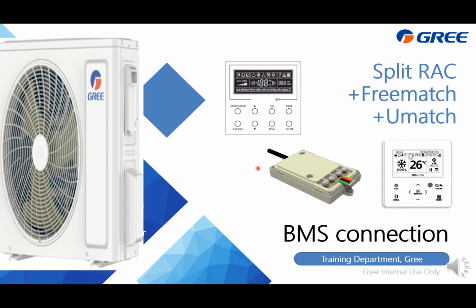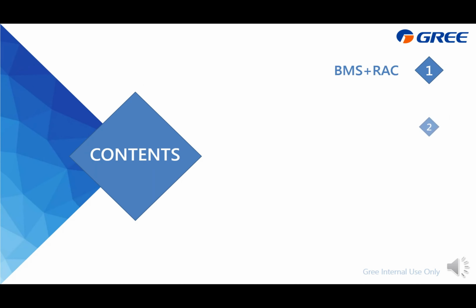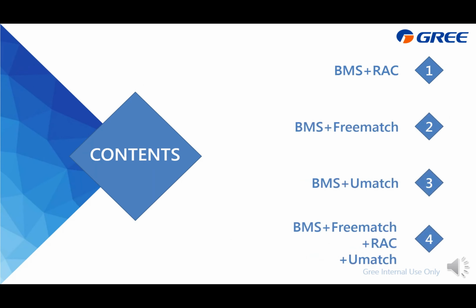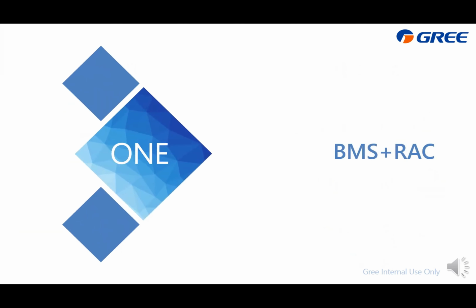This time, we're going to talk about how to connect Gree light commercial air conditioners, including split residential air conditioners, Free Match, and U Match to the PC, which is the BMS system. In this presentation, according to the indoor units, we divide it into these 4 parts. First is to show you how to do the wiring from the residential air conditioner to the BMS system.